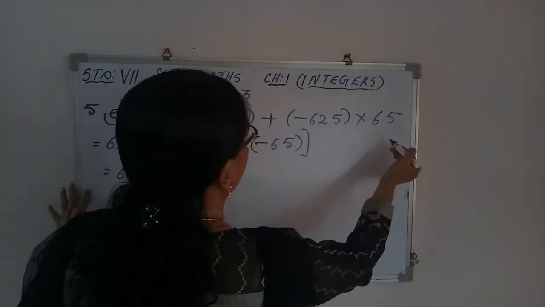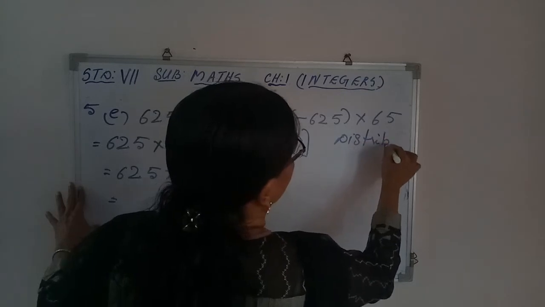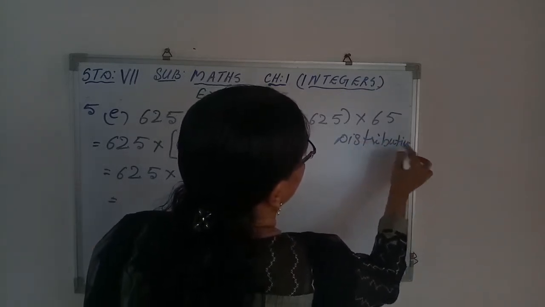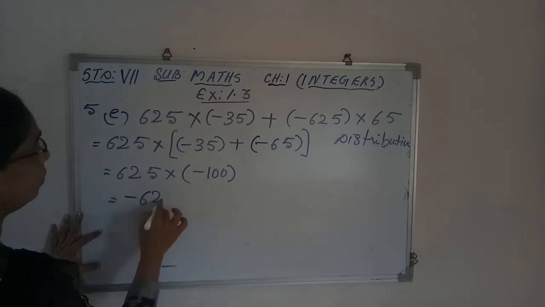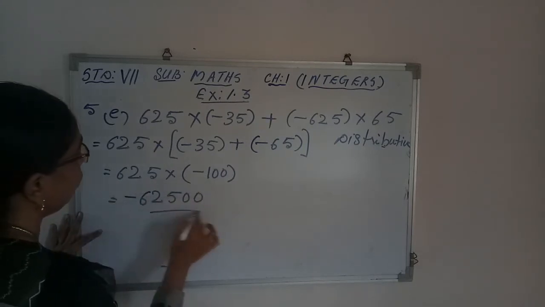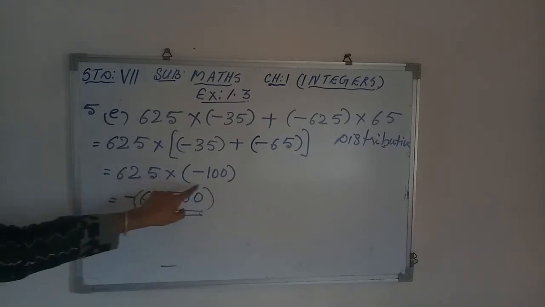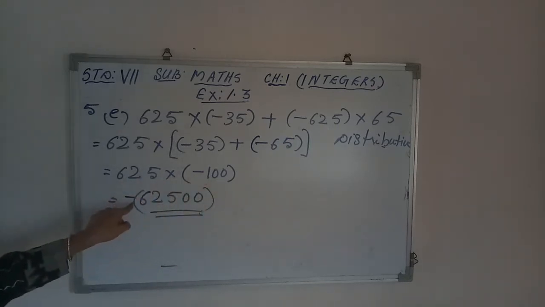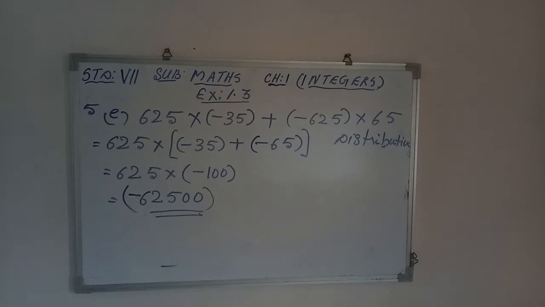Here property it is distributive property. Then that's equal to minus 62,500. 625 into minus 100. Minus common and then minus 62,500. Is that clear? Now next question, that is F.